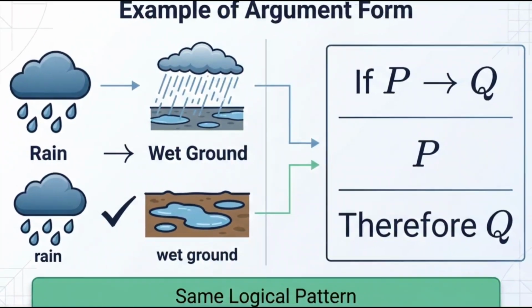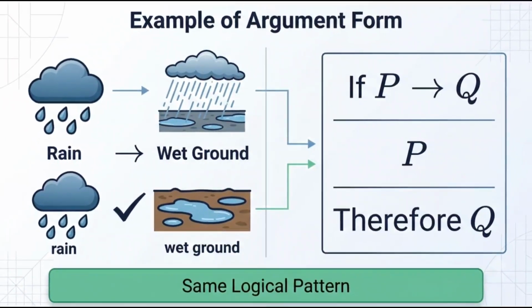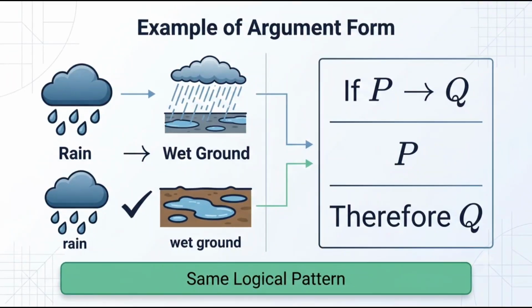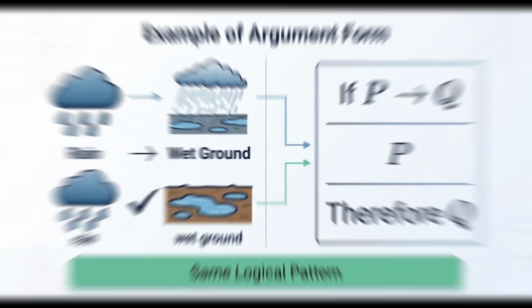Look at this argument. If it rains, the ground gets wet. It is raining, therefore the ground is wet. Its logical form is: if P, then Q. P, therefore Q. Many different arguments can share this same logical pattern.